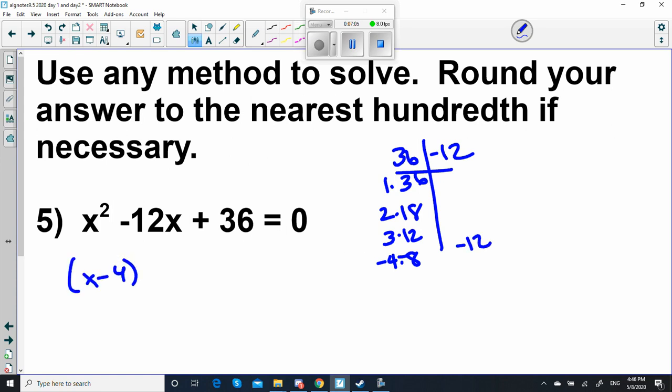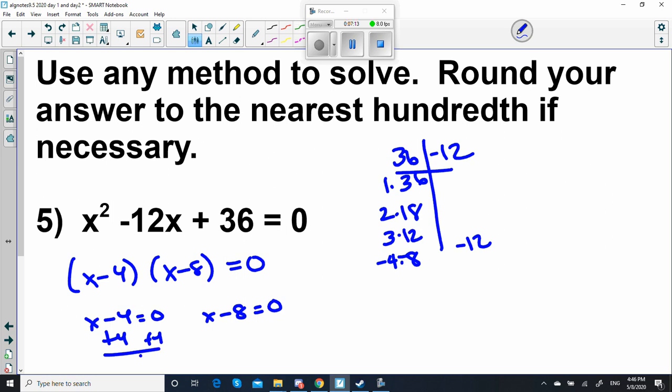So x minus 4 and x minus 8 equals 0. X minus 4 equals 0. X minus 8 equals 0. And here I get 4. And here I get 8. So my two solutions are 4 and 8. Remember what that means. That means where does the parabola cross the x-axis? It crosses at 4 and 8.